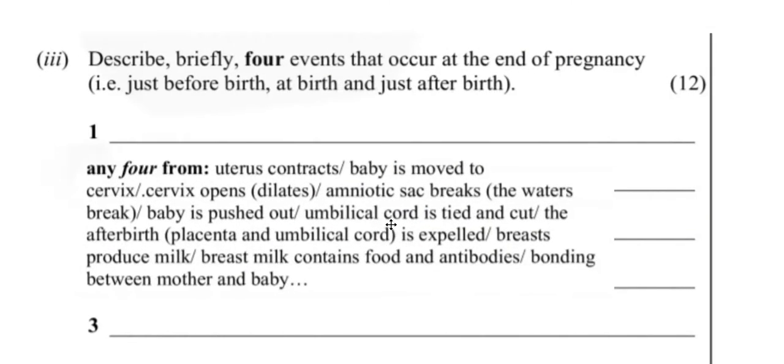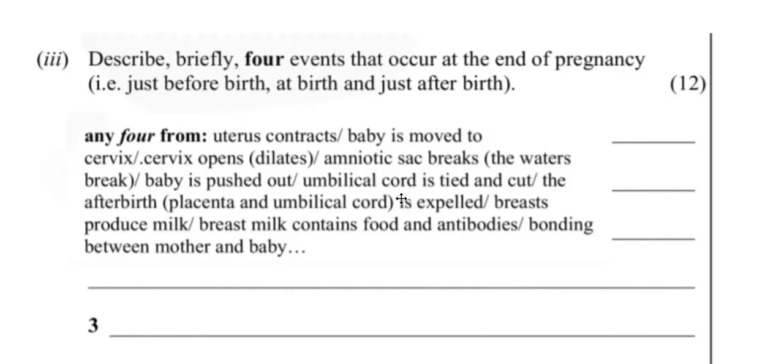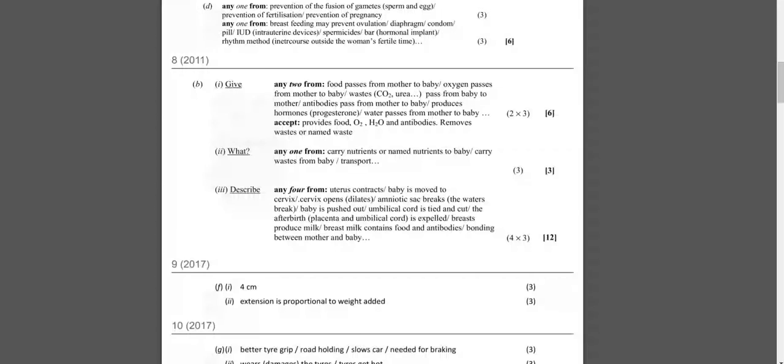So what can happen is any 4 from the following. Uterus contracts, cervix opens, amniotic sac breaks, baby is pushed out, umbilical cord is tied and cut, the afterbirth where the placenta and umbilical cord come out, the breasts start producing milk, the breasts contain food and antibodies, bonding between mother and baby. Any 4 from anything on this list. Okay, and you're good to go. All right, let's look at the next question.